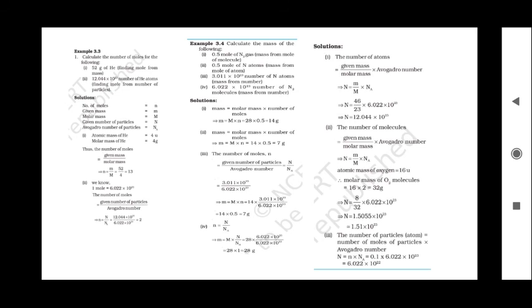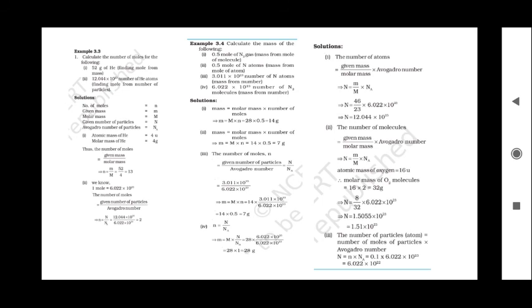Similarly, sub question 2: they have given 12.044 into 10 power 23 helium atoms. Find the mole from the number of particles. So here we have to use the second formula. We already know the Avogadro number, 6.022 into 10 power 23, and the number of particles they have given is 12.044 into 10 power 23. So 12.044 into 10 power 23 divided by 6.022 into 10 power 23. 10 power 23 cancels with 10 power 23, so finally we get 2 as the answer. This is how we use the formula to calculate the number of moles.